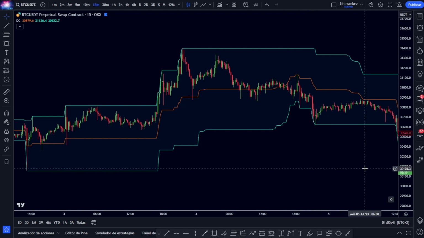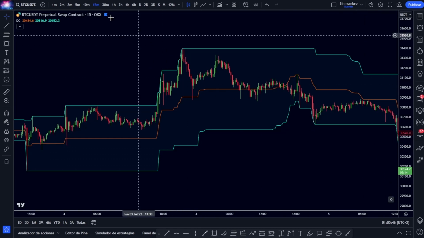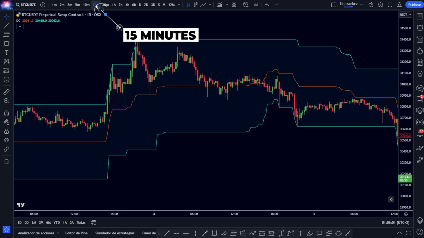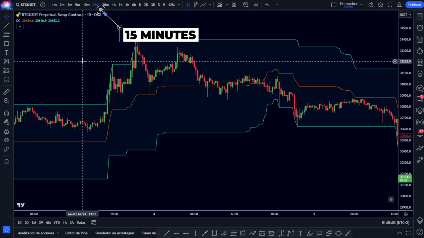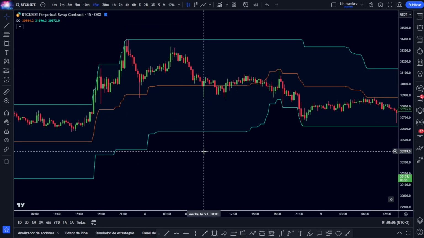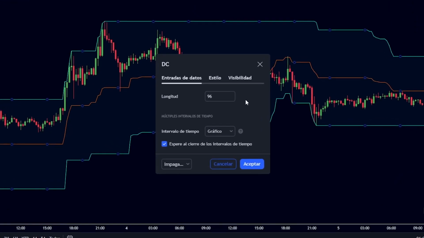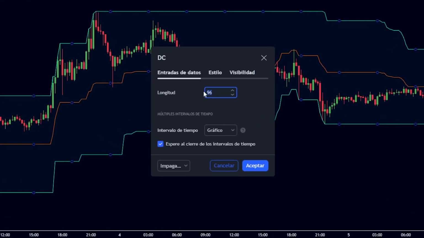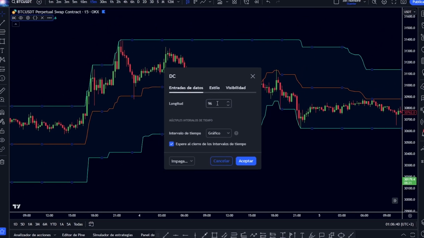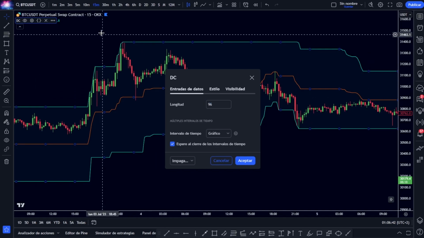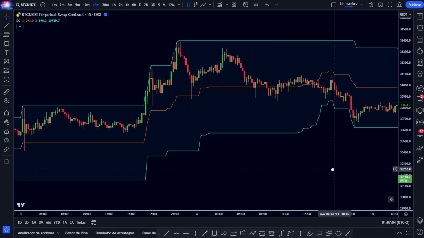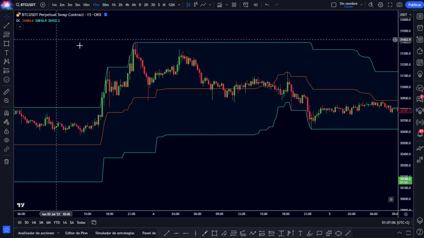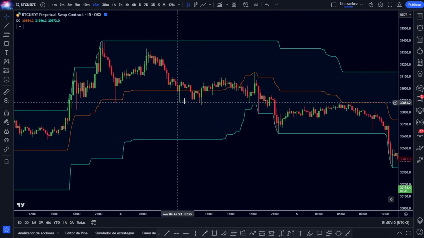But we have given a twist to all this, and wanting to adapt it to all types of assets, including cryptocurrencies, we have adapted this strategy to temporality of 15 minutes in more volatile assets. That is, if you trade Forex or stocks, you will trade that length of 96 in 5 minutes, and if on the other hand you like more volatile assets such as cryptocurrencies, we will trade that length 96 in 15 minutes.